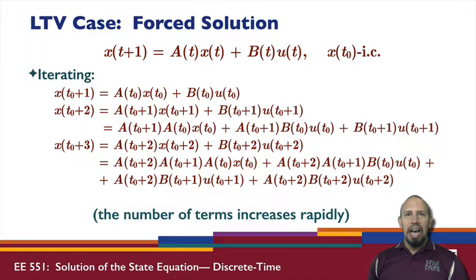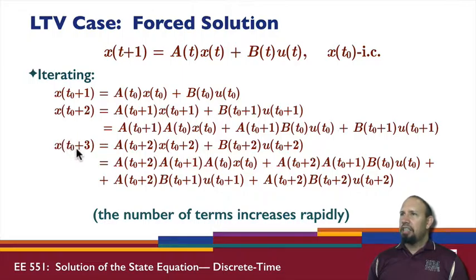What about the linear time varying case? Well, again, here we have A being a function of time, B being a function of time. We can go through and do the iteration. So we iterate from time t0. At time t0 plus 1, we get this expression. At t0 plus 2, I get this expression that involves t0 plus 1, which was obtained in the previous step. I can plug all of this in, and I get this expression.